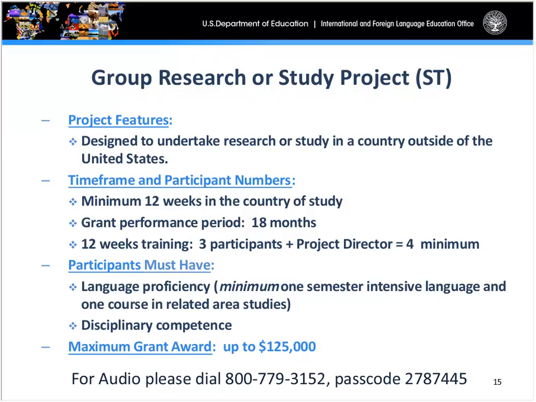And so you also want to have language proficiency, at least one semester of intensive language training in the related area, just because you're able to be there for a longer amount of time.